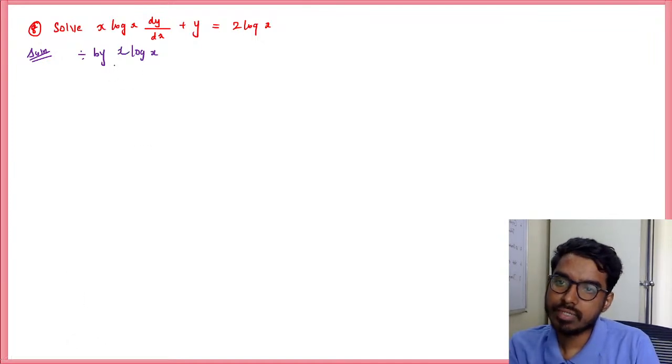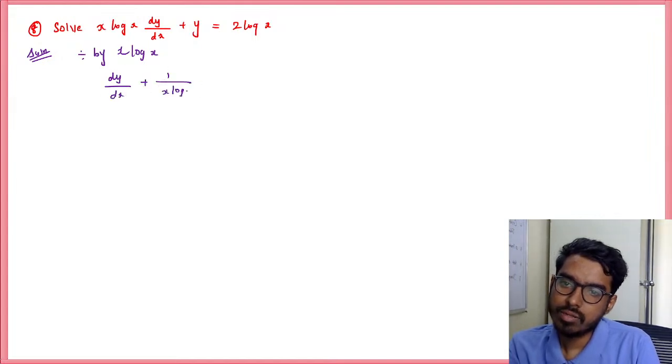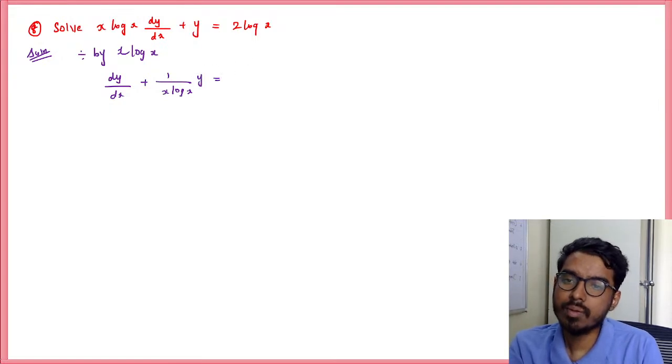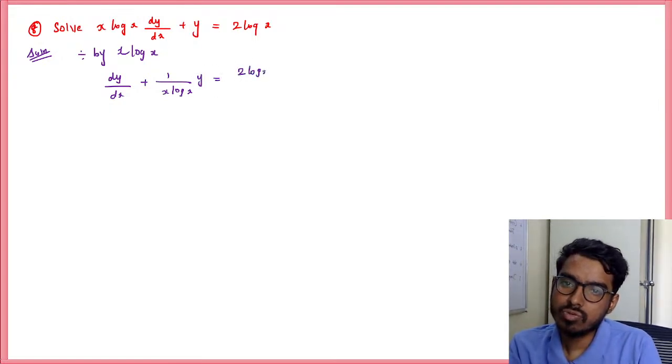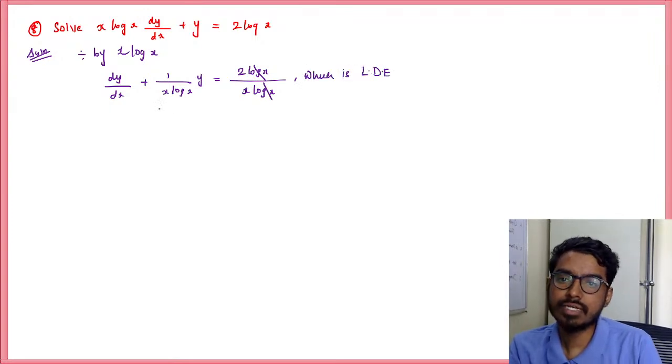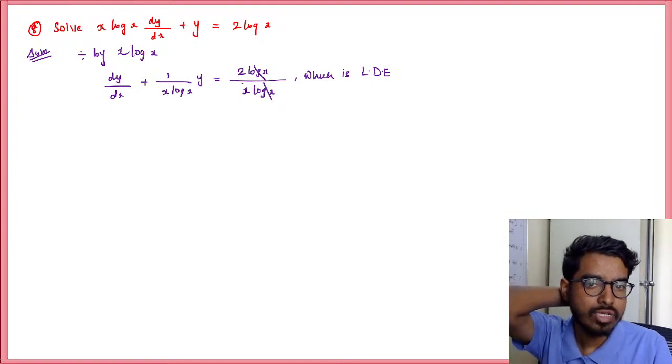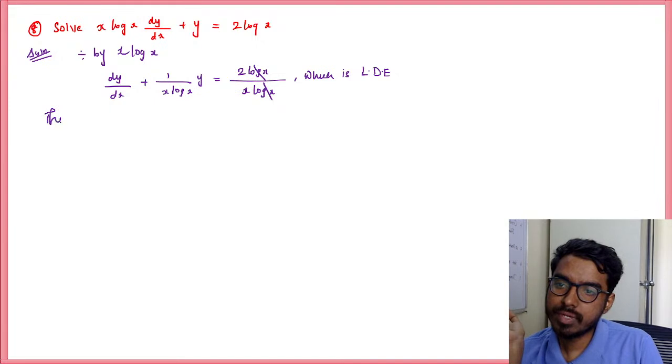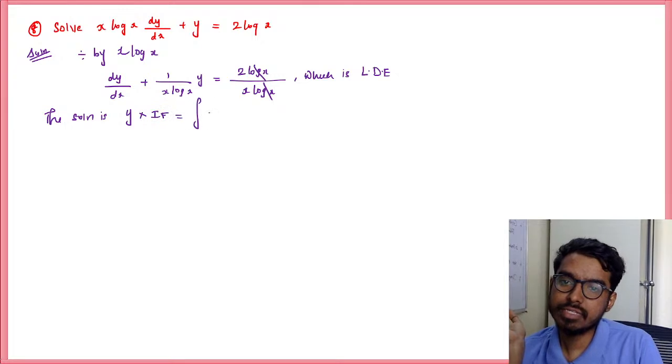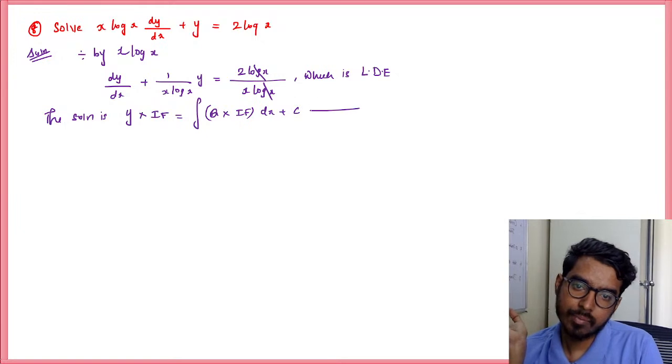So dividing this, you will have dy by dx plus 1 by x log x times y equals 2 log x divided by x log x. These two will get cancelled, which is a linear differential equation. So P is 1 by x log x, Q is 2 by x. The solution is given by y times the integrating factor equals the integration of Q times the integrating factor dx plus c.